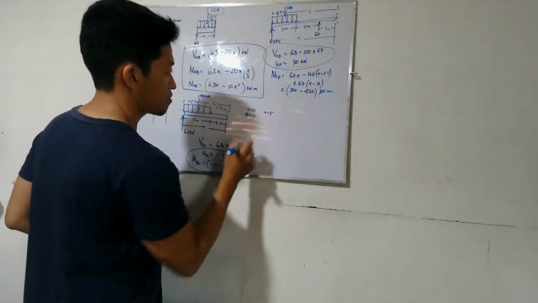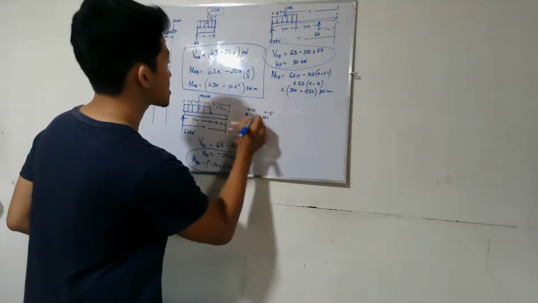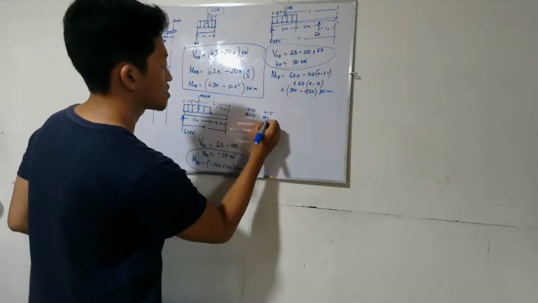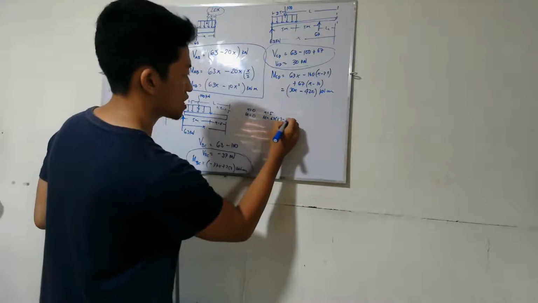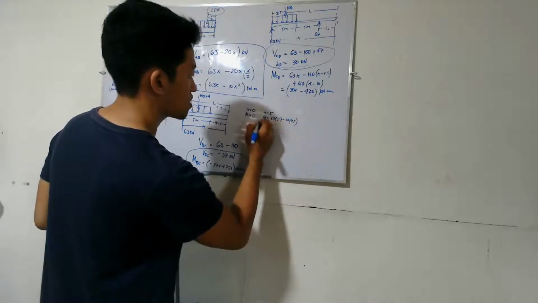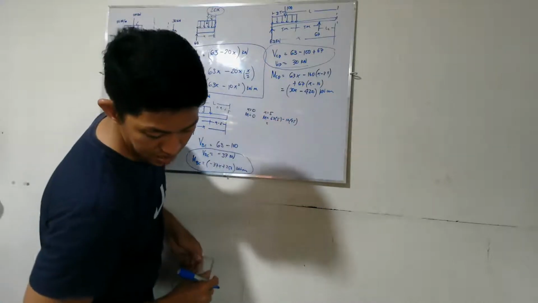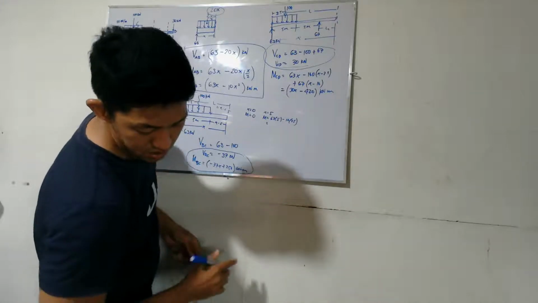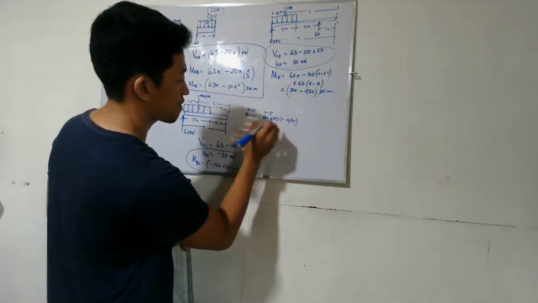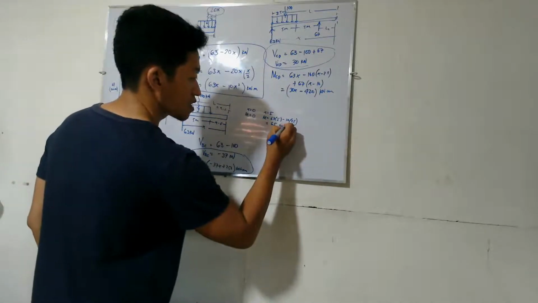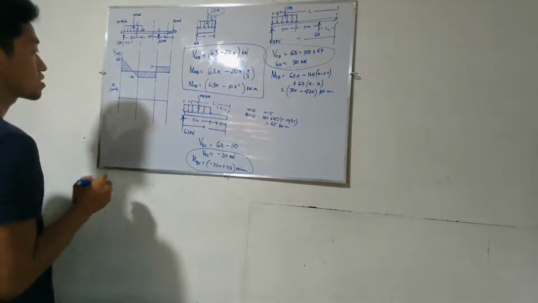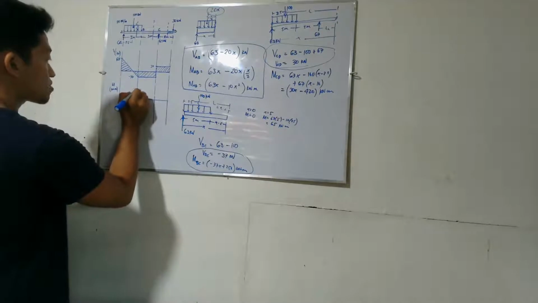At x equals 5, M equals 63 times 5 minus 10 times 25. So the M is 65. The unit is kilonewton meter. Okay, so 65 here.